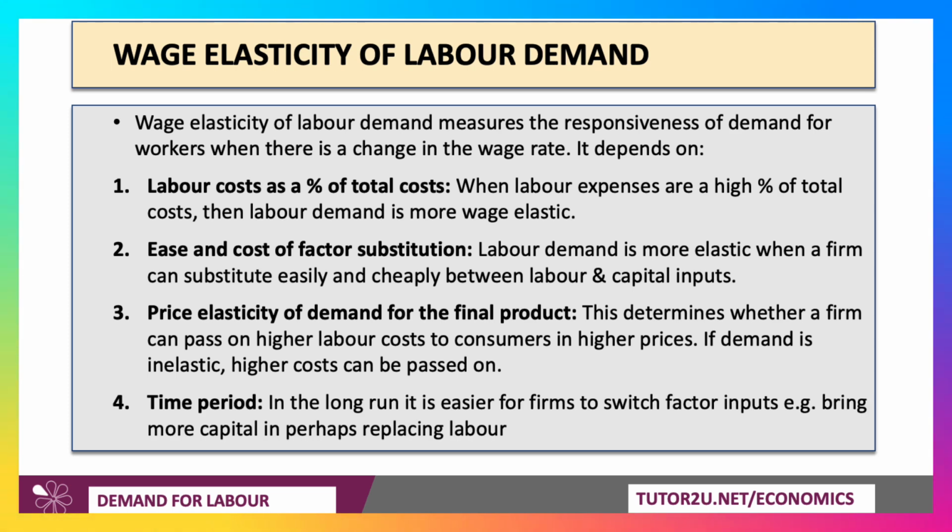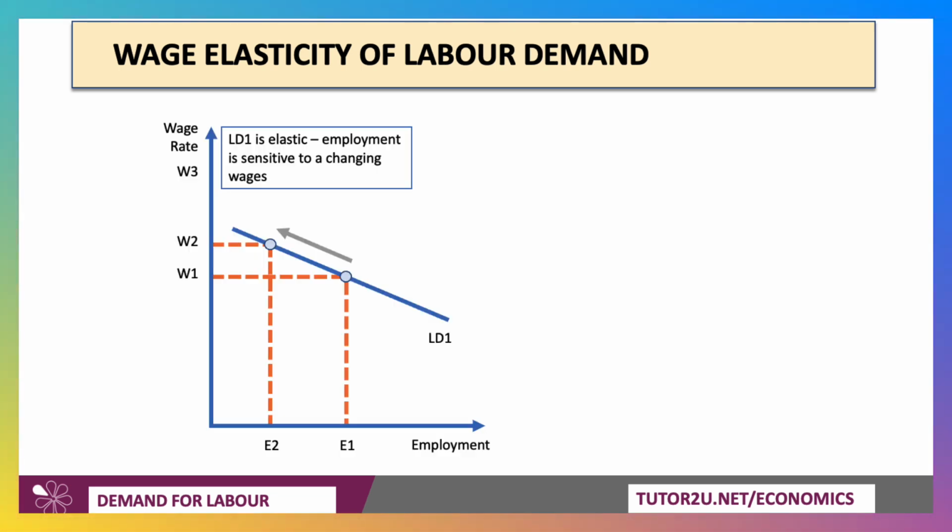And fourthly, the time period. In the long run, it's easier for firms to switch factor inputs, perhaps bringing in more capital to replace labour over time. So this diagram here shows a wage elastic labour demand curve, where employment is sensitive to a change in wage. If the wage goes up from W1 to W2, then there is quite a big fall in employment, a big contraction in employment from E1 to E2.